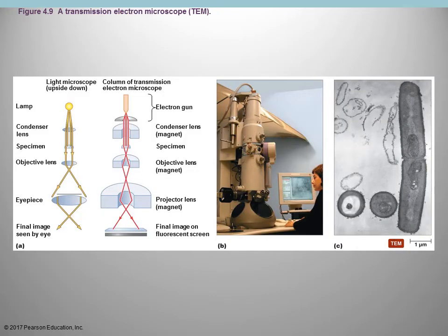This is showing a picture and some samples of a transmission electron microscope. You take your sample, you have to do the preparation process of it, and basically it's like you're taking slices of the sample. So as you can see in the photo in C, you can see the internal structures. It tends to be 2D in nature, but you are able to see the internal structures.